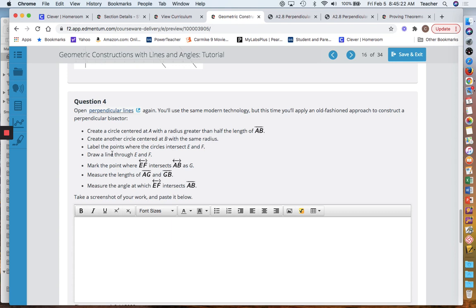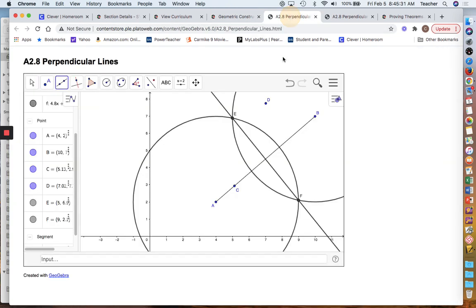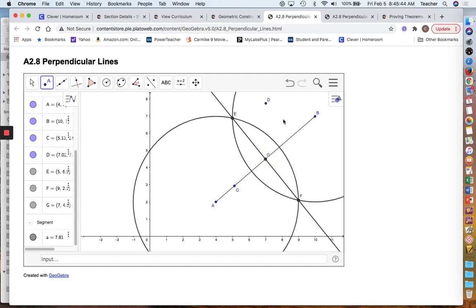All right, next bullet point. Mark the point where EF intersects AB as G. So I'm looking for where they cross each other, where EF and AB intersect. So that right there is going to be my G. So click on point, click at the intersection, and there's my G.